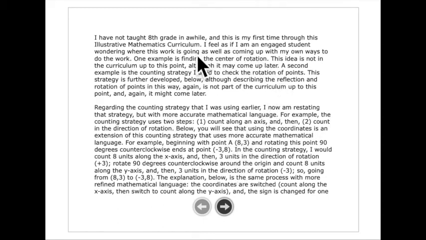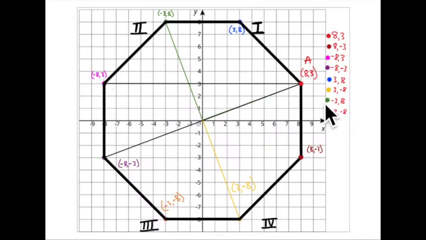And up here it talks about finding the center of rotation. 8th graders can do these things. They can find the center of rotation given some practice. They can use this counting strategy to check those rotations. And eventually they can use the coordinate grid to identify reflections and rotations.